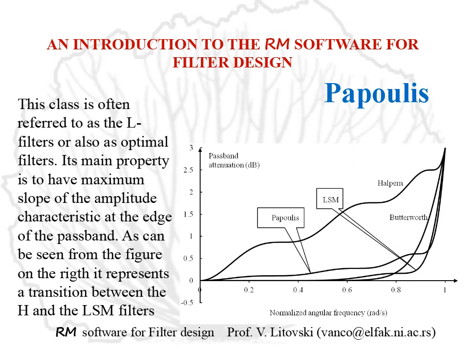The oldest critical monotonic characteristic is the Papoulis filter, which is often referred to as the L filters or optimal filters. Its main property is to have maximum slope of the amplitude characteristic at the edge of the passband. As can be seen from the figure on the right, it represents a transition between the H and the LSM filters.